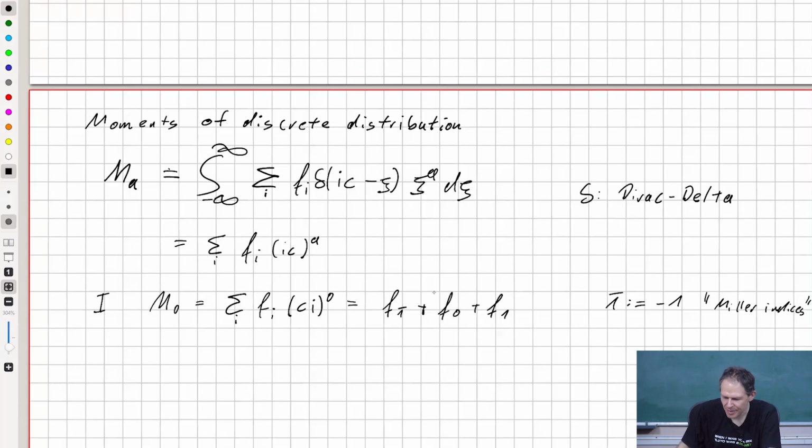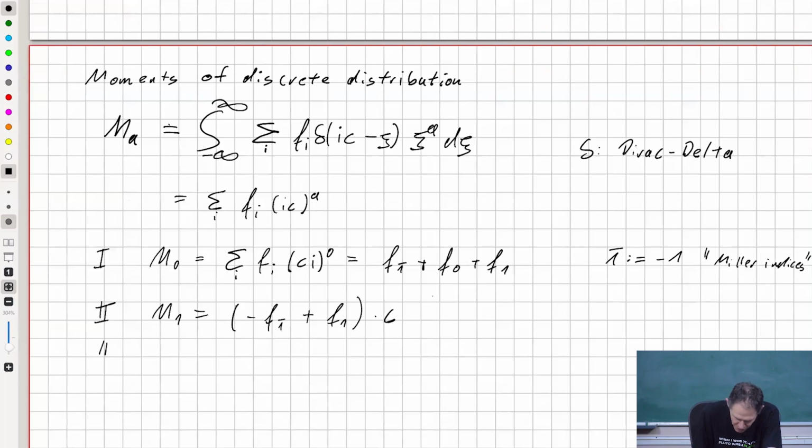Okay, Miller indices, right. So this is the 0 moment. Then we have the first moment. So the first moment is then, what you're changing is the exponent to 1. And what this gives you is minus 1 plus 1 and none of the 0 parts. And in principle, you have to multiply this by c, but we'll get rid of the c because we'll assume that the c is equal to 1.